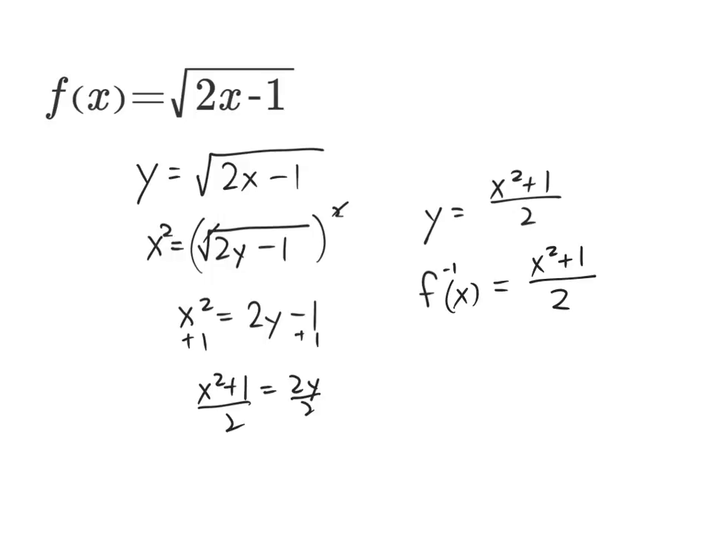Now, this one has an interesting idea. If you graph this, it's actually going to look something like this. And it looks like half a parabola, which means when I graph this, it needs to look like half a parabola as well, which means that x can only be positive.